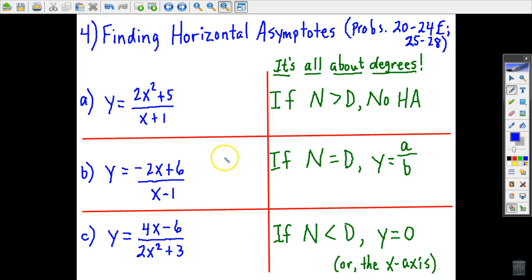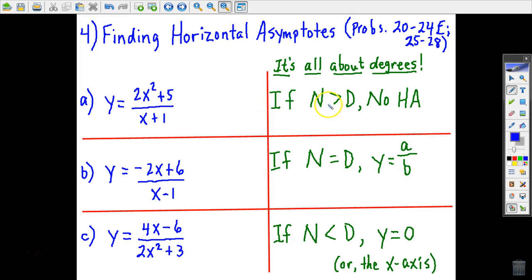Okay, so here's the deal about horizontal asymptotes. I've phrased it as "it's all about degrees." Here's what I mean by that. When you're looking for horizontal asymptotes, you're comparing the degree of the numerator with the degree of the denominator. The degree of the numerator in this case is 2. When you're trying to identify the degree, you're looking for the largest exponent for x, if it's a polynomial. So the degree of the numerator is 2, and the degree of the denominator is 1.